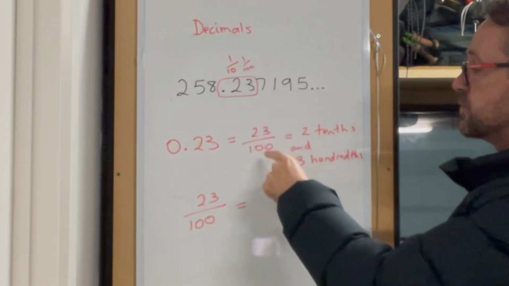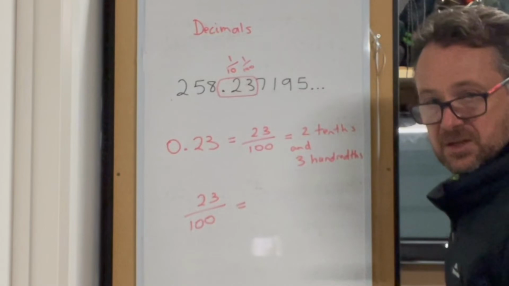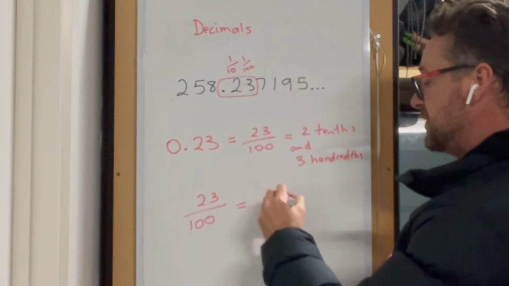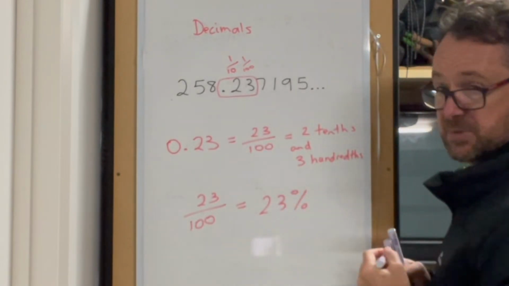If we look then at 23 over 100, we can look at that as before with the 0.2. So 23 over 100 would then give us a percentage of 23%.